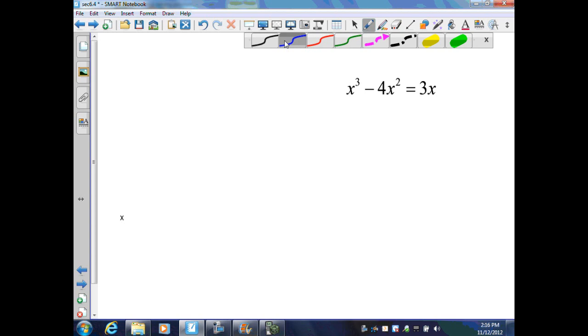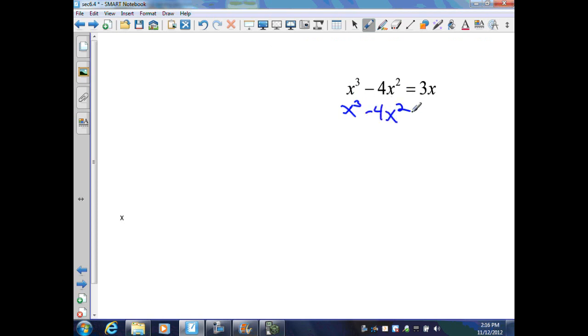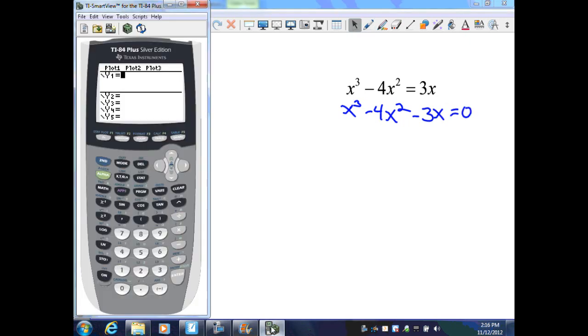Let's take a look at our last example by graphing. Again, I want to set it to 0. That's going to give me x cubed minus 4x squared. Subtract 3x on both sides. That sets my polynomial to 0. Now I'll just substitute into my calculator. That's going to give me x cubed minus 4x squared minus 3x.